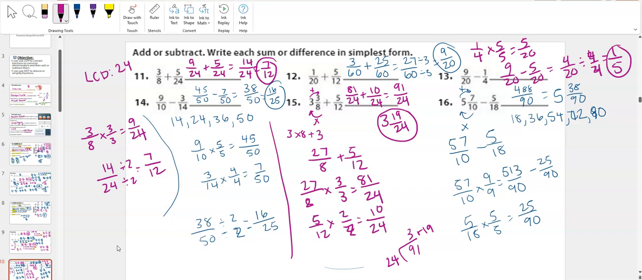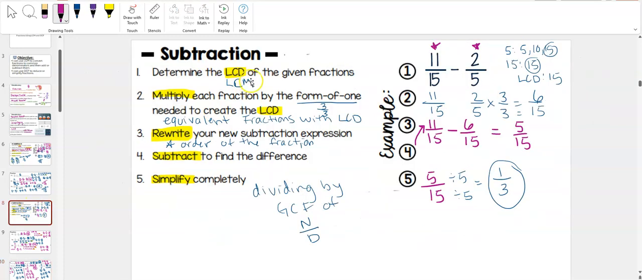But hopefully you've had lots of practice with adding and subtracting fractions. Don't forget that our steps are the same. Our first step is to find the least common multiple of the denominators. Then we make equivalent fractions with the LCD as our denominator. We rewrite our problem, making sure to order the fractions in the correct order, especially during subtraction. Then we subtract or add and simplify.